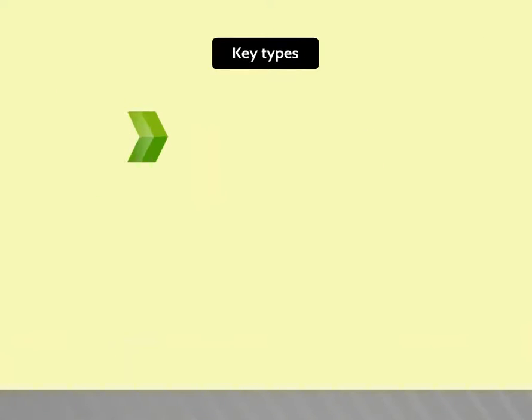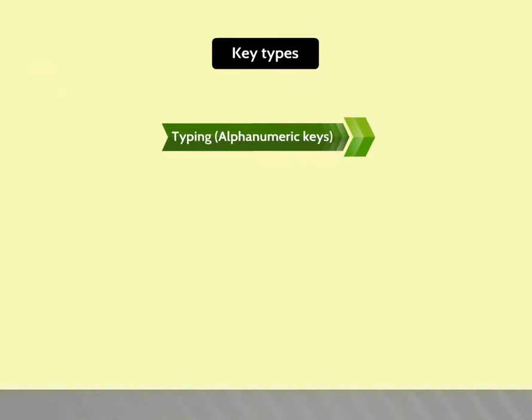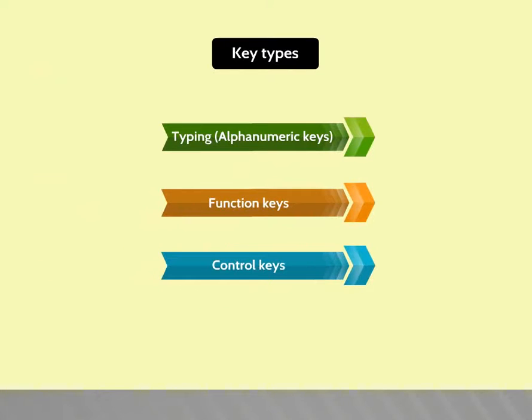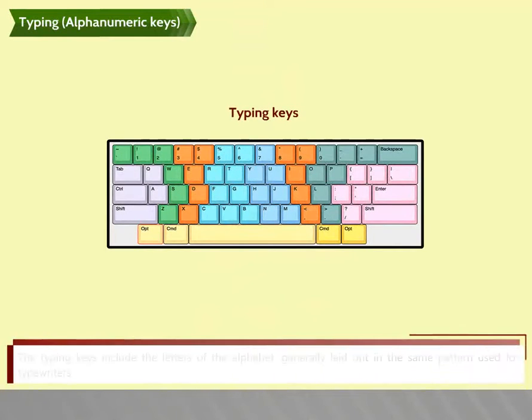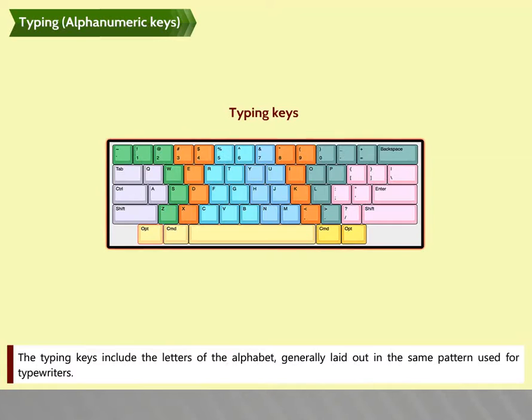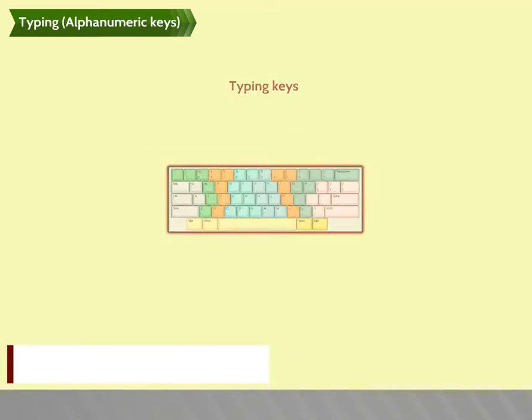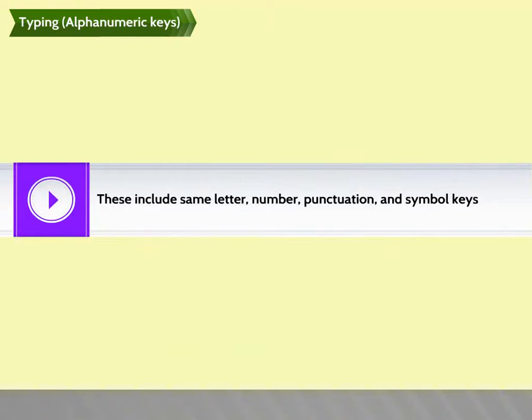Key types: typing, alphanumeric keys, function keys, control keys, cursor keys. Typing, alphanumeric keys. The typing keys include the letters of the alphabet, generally laid out in the same pattern used for typewriters. These include the same letter, number, punctuation and symbol keys.